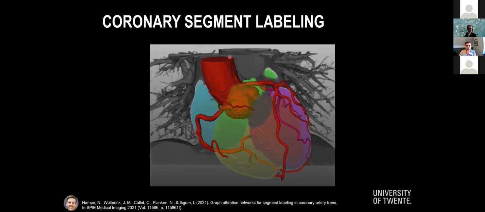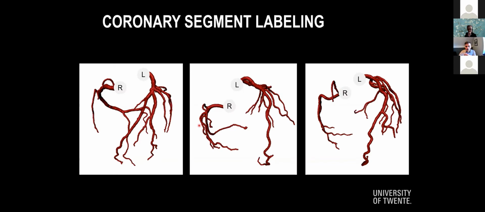So a problem that people have been working on is coronary segment labeling, where for each of these segments, you provide a label according to some anatomical model. And it's really a matching problem where you have many different patients and an anatomical model, and you try to find a match between a segment in this patient and that patient, for example, patient, that patient.